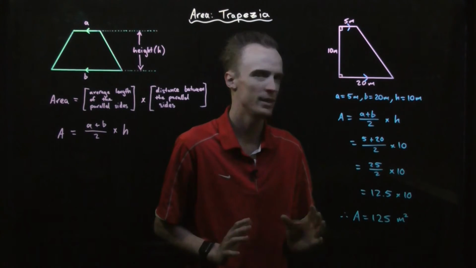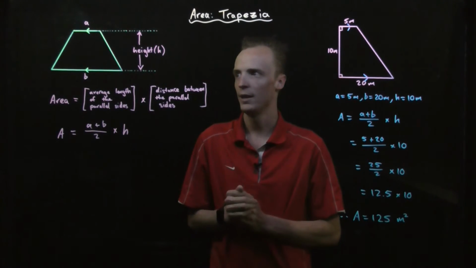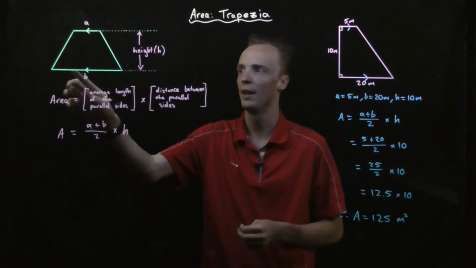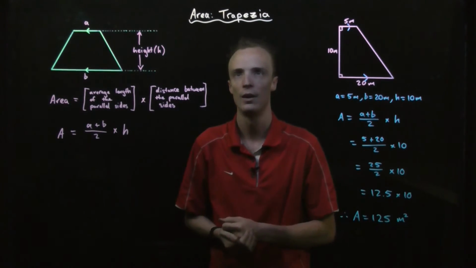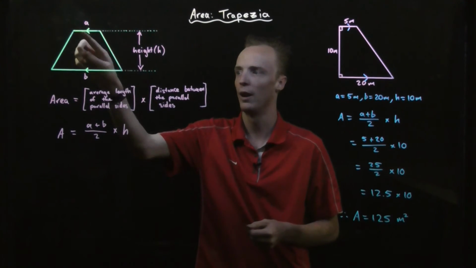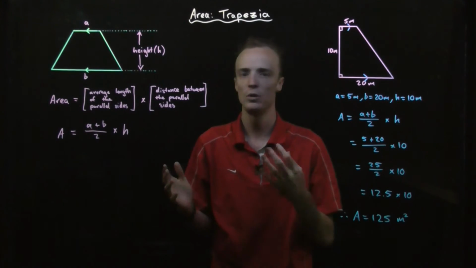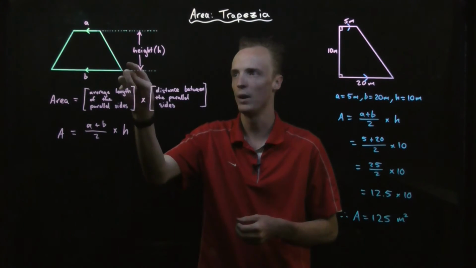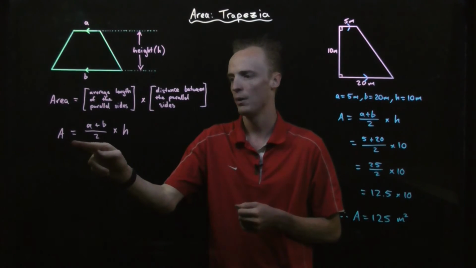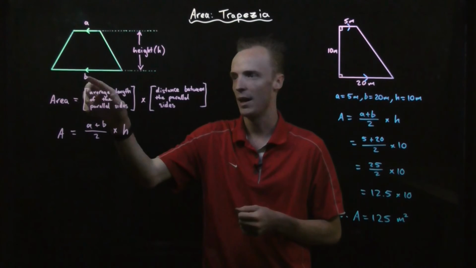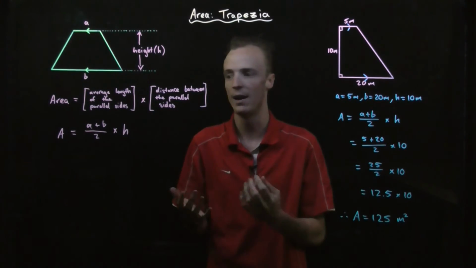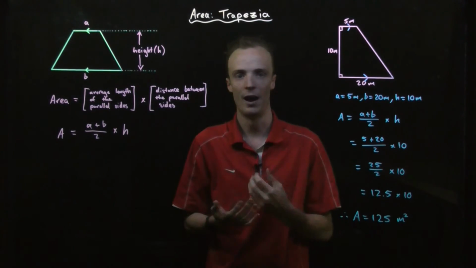Now, to summarise, a trapezia is a quadrilateral or a four-sided shape that has two parallel sides and two non-parallel sides. We find the area of the trapezia by finding the average length of the parallel sides, so these two sides, and multiplying that with the distance between the parallel sides, which we refer to as the height. So area can be found by A plus B, so that adding the two lengths of the parallel sides together, dividing by 2 to find the average, and then multiplying by the height.